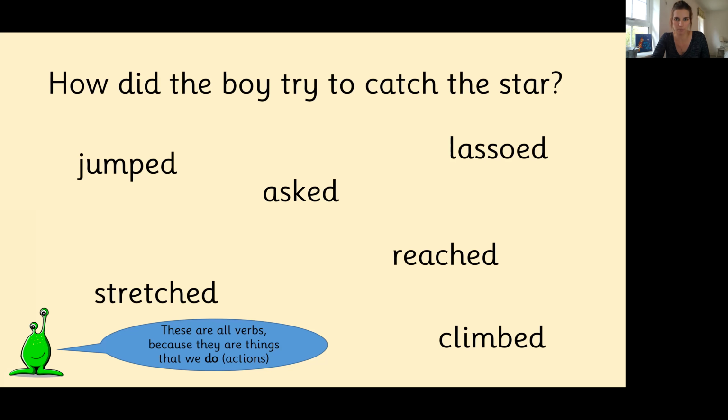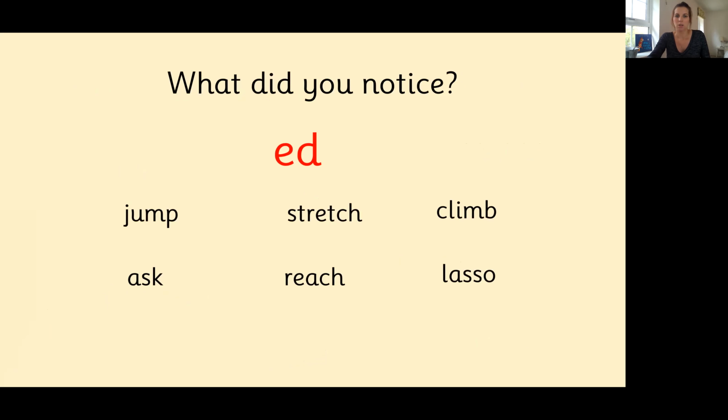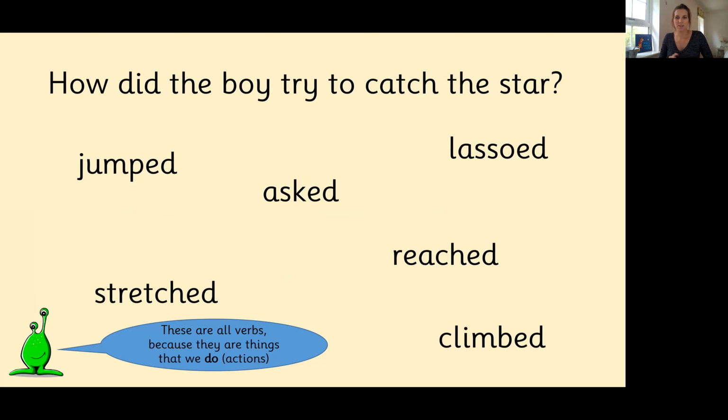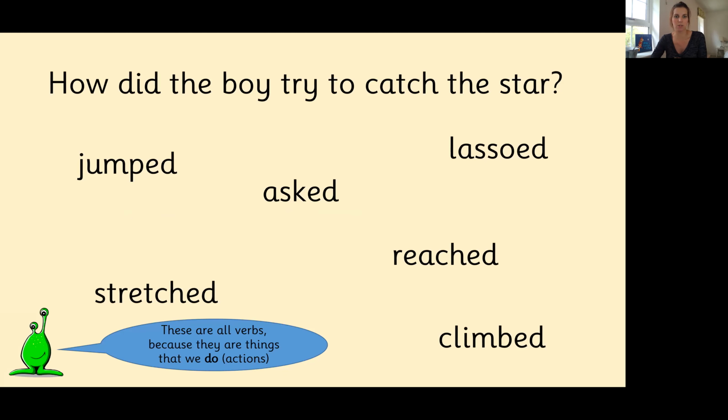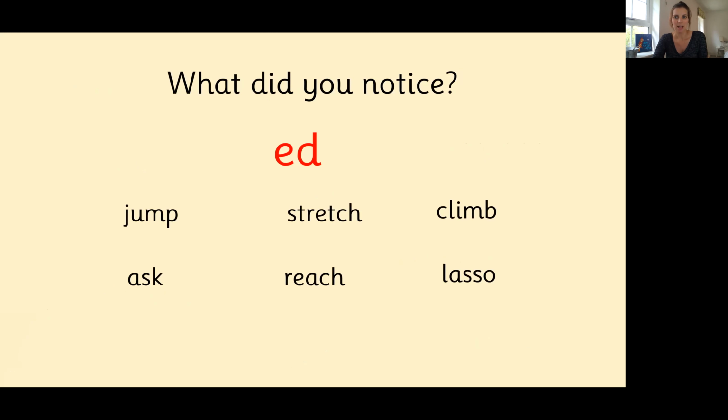Now, I just want you to have a think. What do you notice about all of those words? There's something the same about all those words. Can you spot what it is? Have a look really carefully at the ends of the words. Can you see what's the same about them? That's right. The ED on the end is the same in all of them. Can you see they all end in ED? And that on the end of the word is called a suffix. Can you say the word suffix to me? Suffix. So it's an ED suffix.